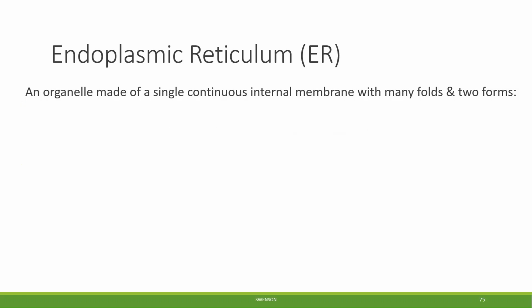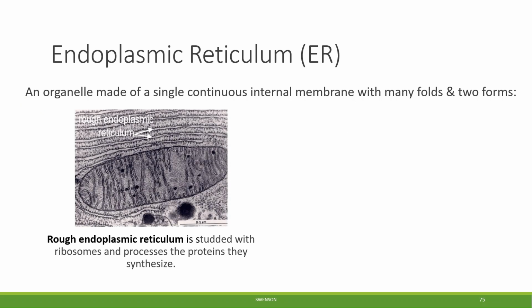The endoplasmic reticulum, again abbreviated ER, is made of a single continuous membrane inside the cell, folded up many times upon itself. The rough endoplasmic reticulum is studded with 80S ribosomes in eukaryotes, which are the site of protein synthesis. And you can see it in this image here. You see the little dots along the endoplasmic reticulum, and those are the ribosomes.